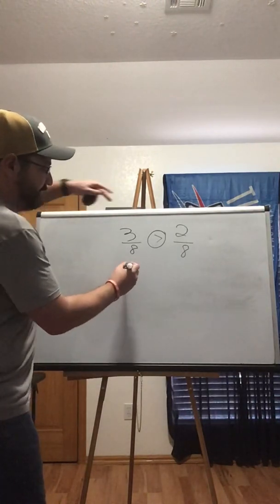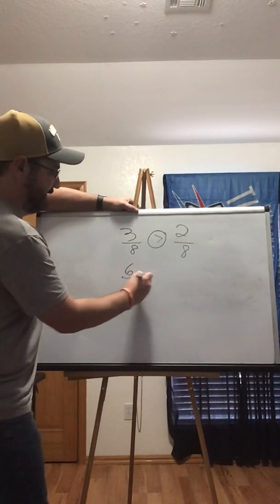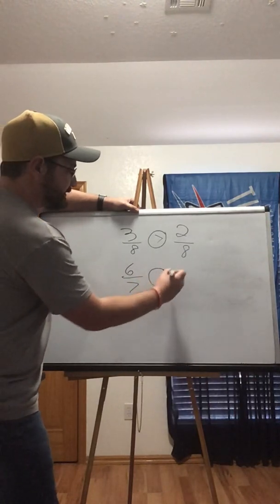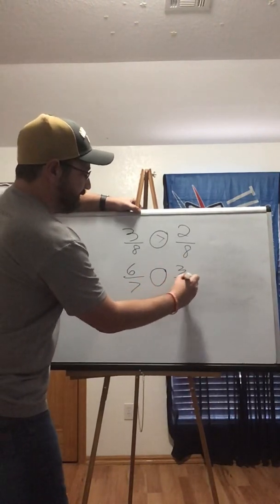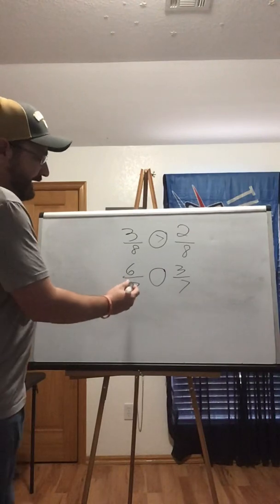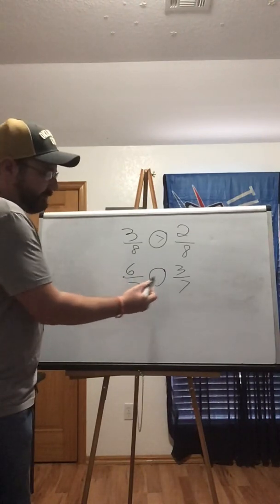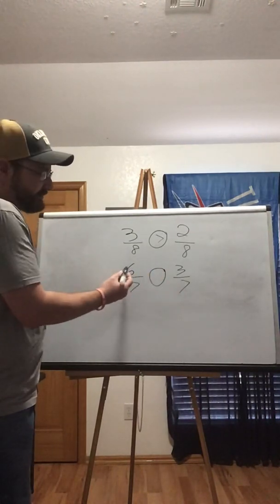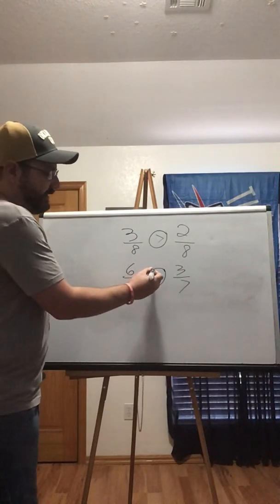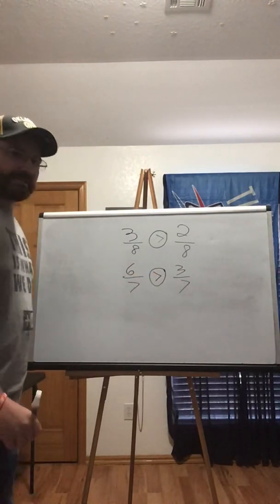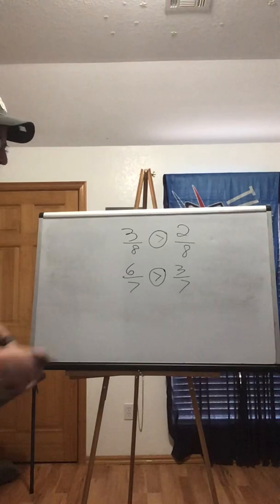So again, let's say you had 6/7 versus 3/7. Okay? The denominators are the same. They're both 7s. The numerator is 6, the other numerator is 3. Obviously, the 6/7 is going to be bigger than the 3/7.